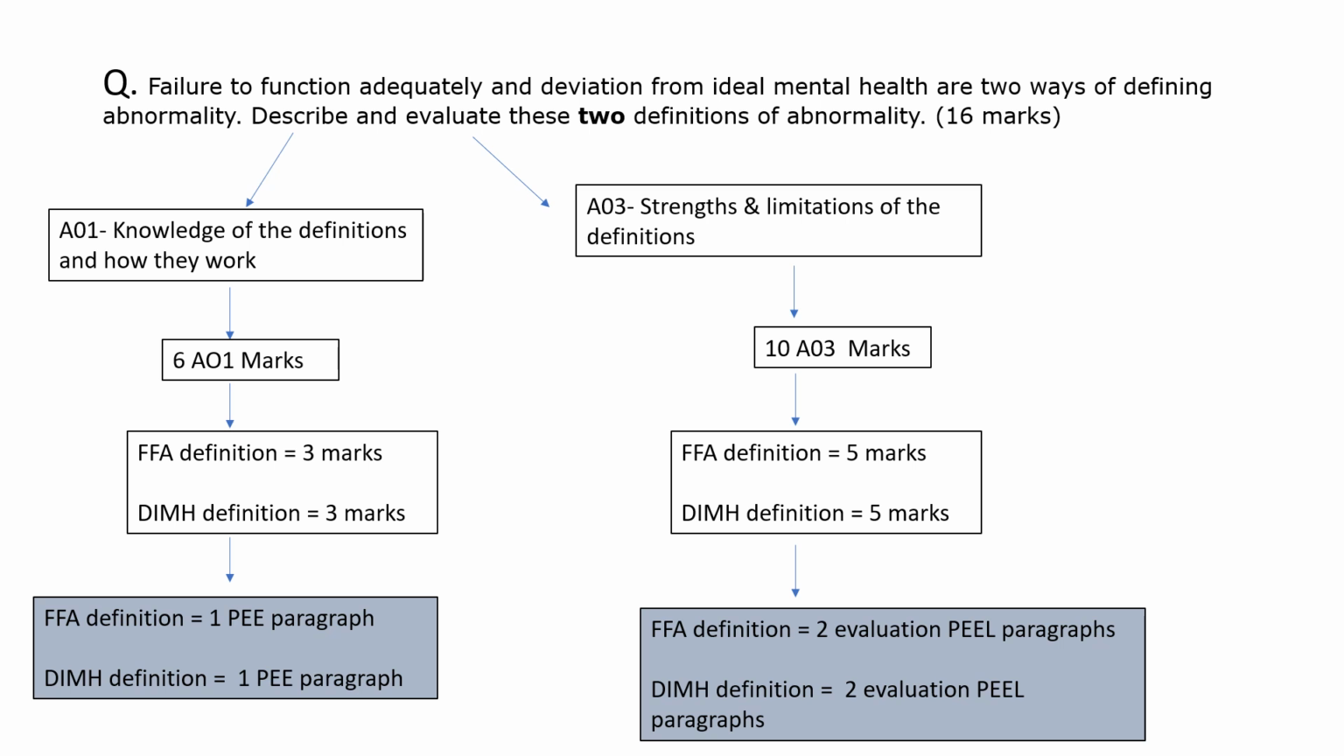So what we've got at the top here is a 16-mark question. Failure to function adequately and deviation from ideal mental health are 2 ways of defining abnormality. So they're just telling us the 2 they want us to think about and focus on. Describe and evaluate these 2 definitions. Remember, evaluation is strengths as well as weaknesses. So they're setting it out really clearly for us what we've got to do.